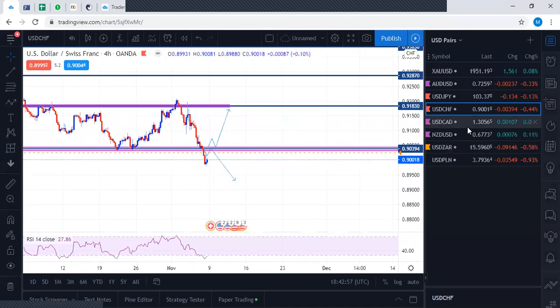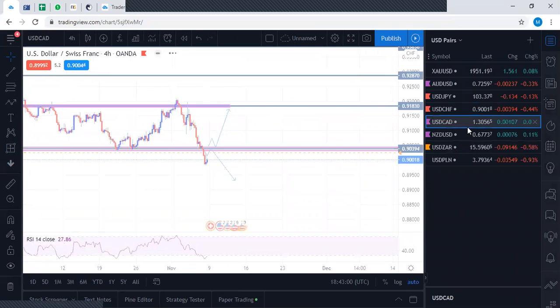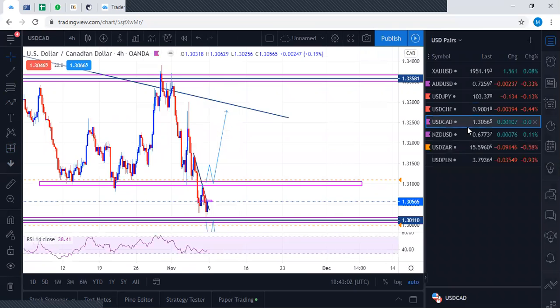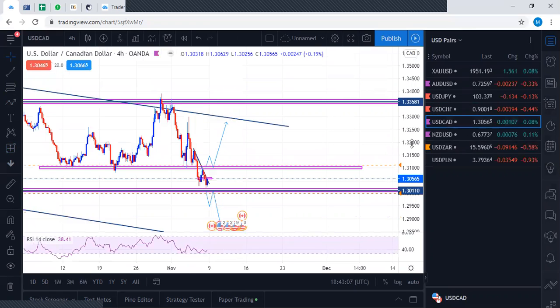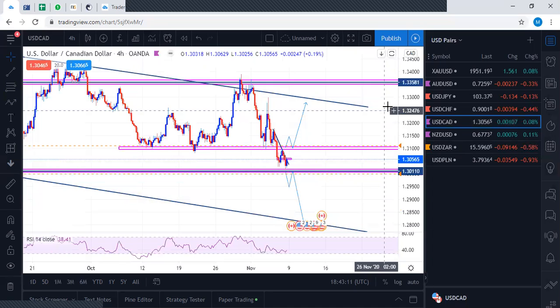Let's go to USD card. So I'm just chilling on USD card right now because it's currently in a no man's land. If you look at the daily, you see that price is in a descending channel.